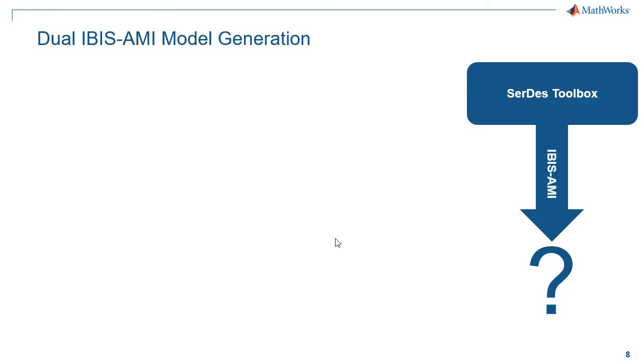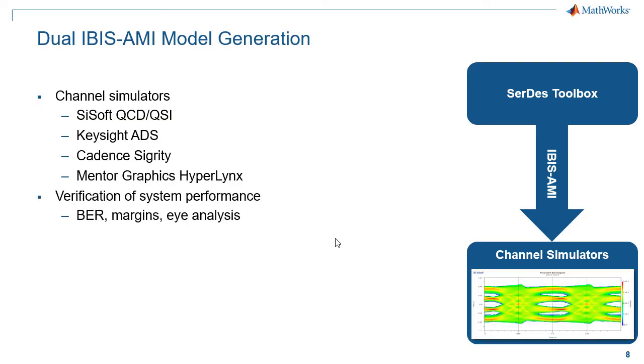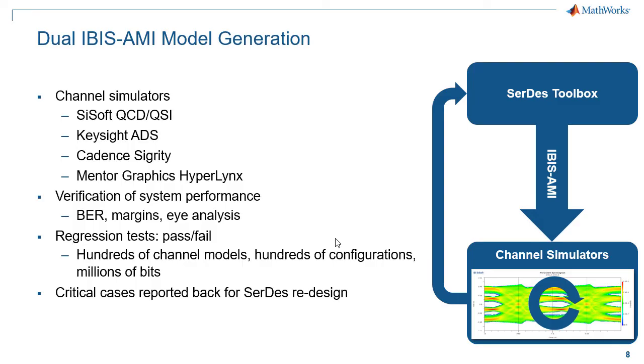At last, from the Simulink model, you can generate standard compliant dual IBIS-AMI models. These models can be imported in channel simulators, such as SciSoft, QCD, QSI, and other third-party tools. In the channel simulator, you can run regression tests for different channel and parameter configurations. Critical cases that fail can be reported back into the SerDes model, either manually or automatically if you use SciSoft tools. This improves the correlation of the IBIS-AMI model and facilitates a quick turnaround of the verification time.